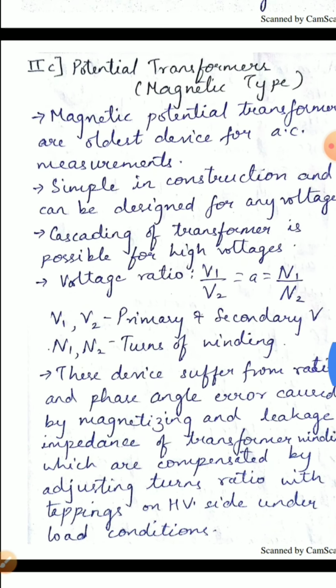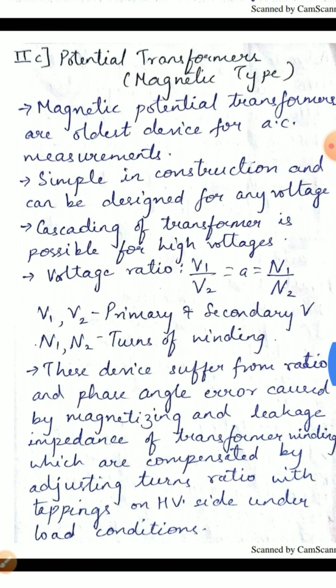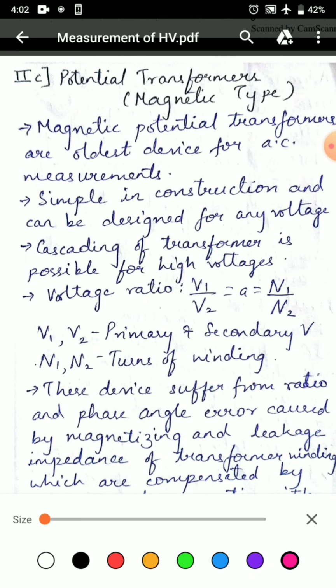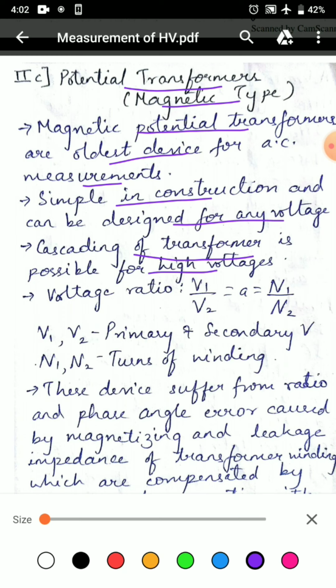The third type of measuring AC voltage with power frequency is the potential transformer, which is of magnetic type. A magnetic potential transformer is the oldest device for AC measurement. It is simple in construction and can be designed for any voltage. The cascading of transformers is possible for high voltage.